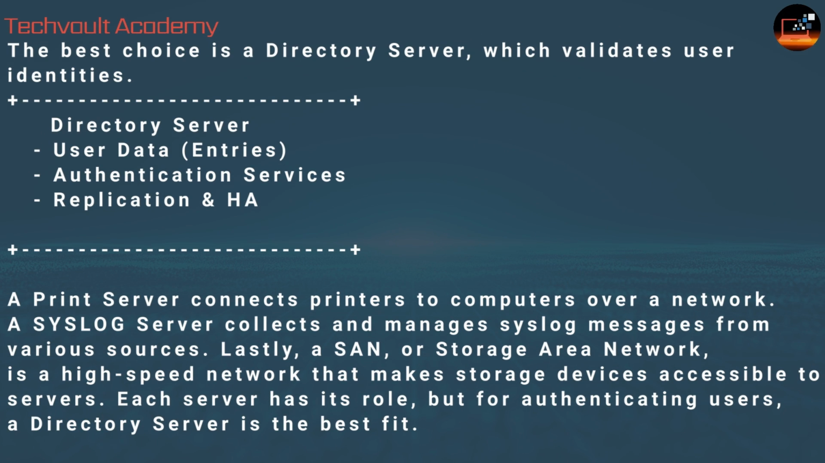The best choice is a directory server which validates user identities. Now let's briefly touch on the other options. A print server connects printers to computers over a network. A syslog server collects and manages syslog messages from various sources. Lastly, a SAN, or storage area network, is a high-speed network that makes storage devices accessible to servers. Each server has its role, but for authenticating users, a directory server is the best fit.